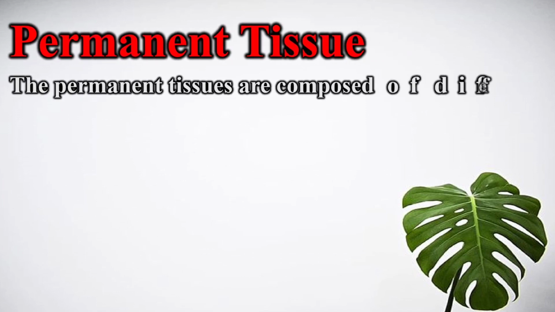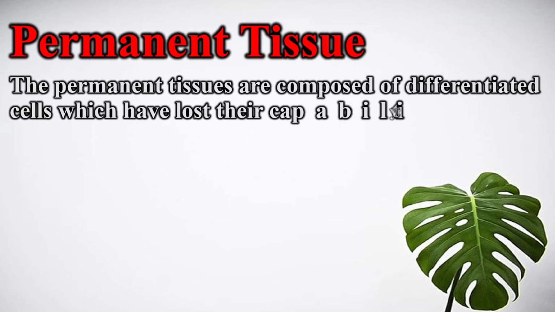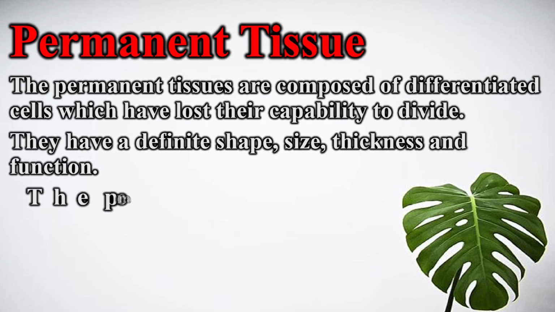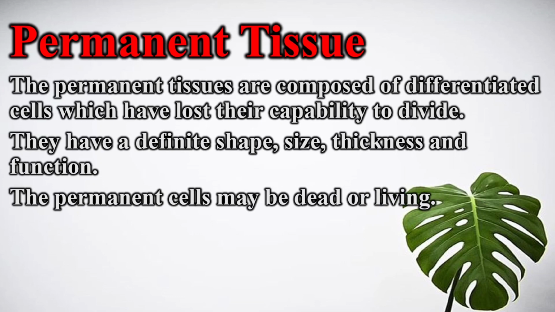Permanent tissue. The permanent tissues are composed of differentiated cells which have lost their capability to divide. They have a definite shape, size, thickness and function. The permanent cells may be dead or living.